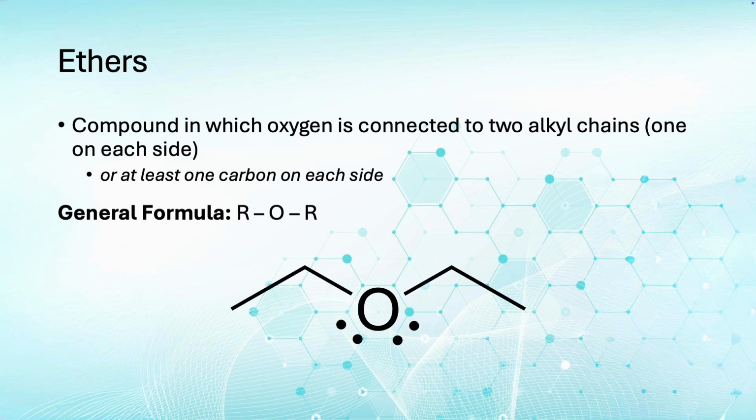When specifying ethers, you need to make sure to circle the oxygen and the carbons directly attached to the oxygen. Also, it's important to remember that since oxygen has two lone pairs, ethers are drawn in the zigzag pattern. This is because the lone pairs will push apart the bonds on either side.